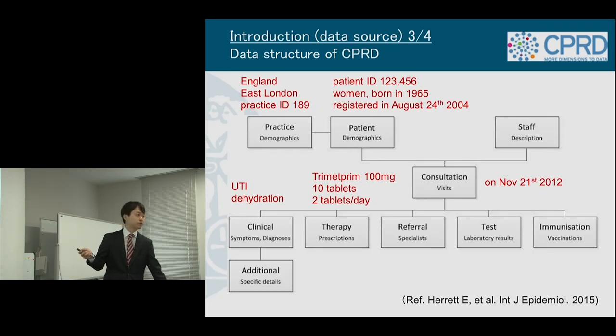10 divided by 2. And if the GP measured and recorded blood pressure, this is also recorded, but not every time. So like this, the data are stored separately. And if researchers want to do a study, they split and merge these data sets into a single data set for analysis, like we do in the Japanese JMDC database.